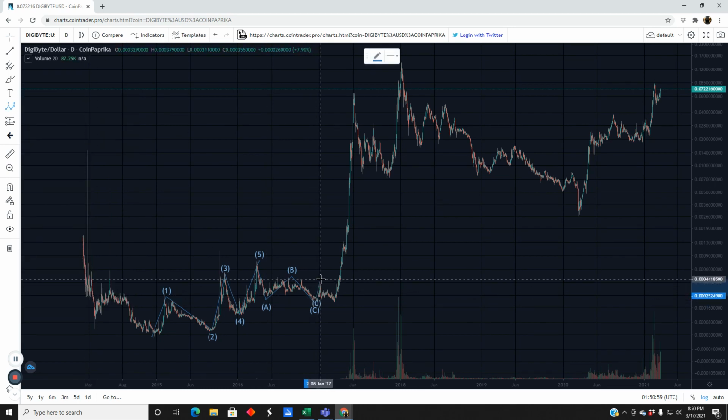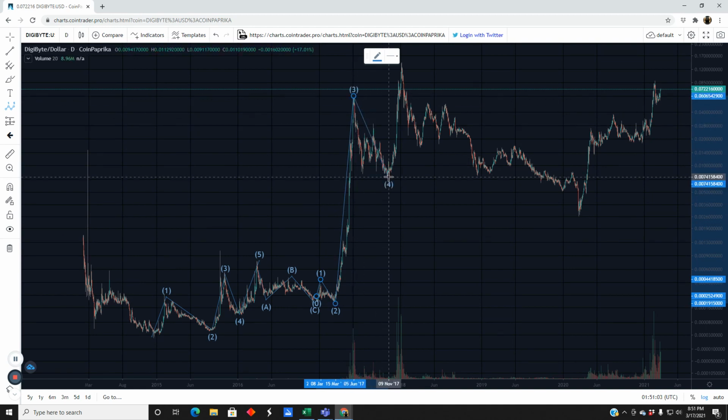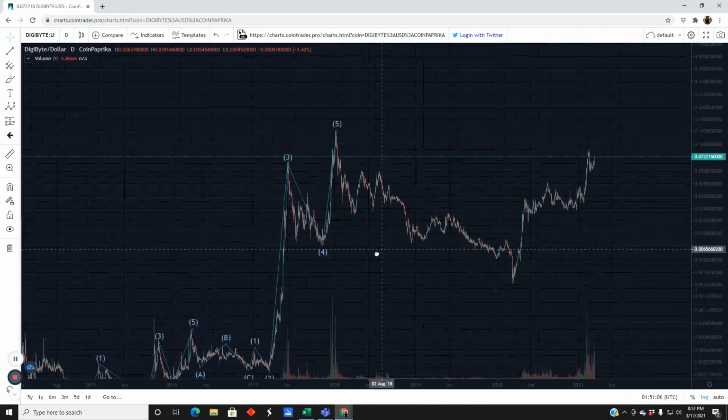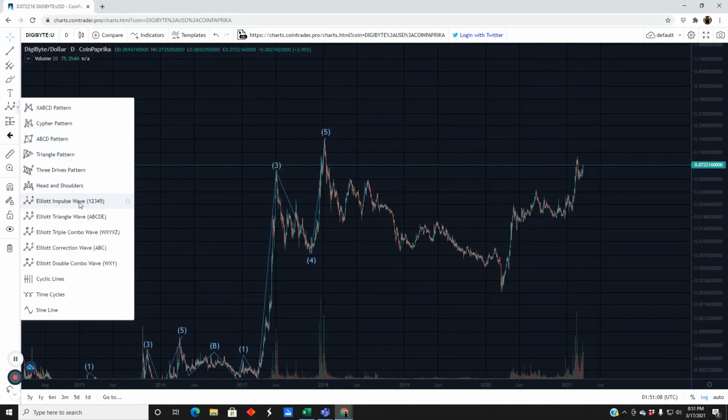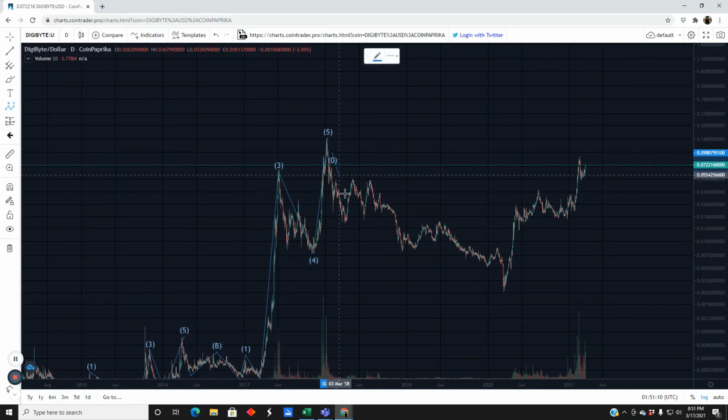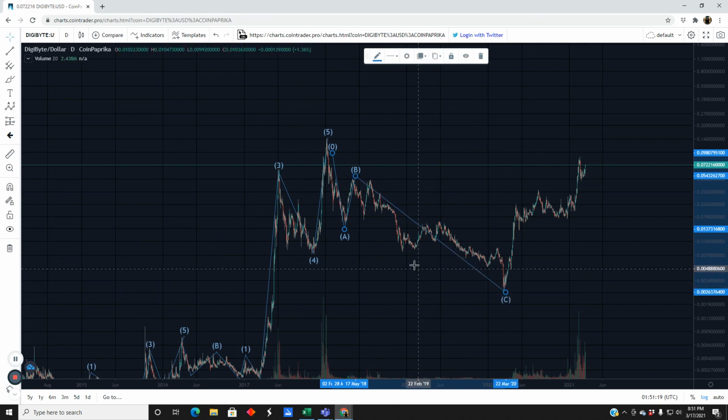So wave 1 here, wave 2, wave 3, wave 4, and wave 5. Okay? Now we do an ABC correction. Either one of these is the top. Then it goes all the way down here. This right here, you could have thought that was the end of C, but it wasn't. It continued down lower. So if it breaks that point, you could sell and then wait.